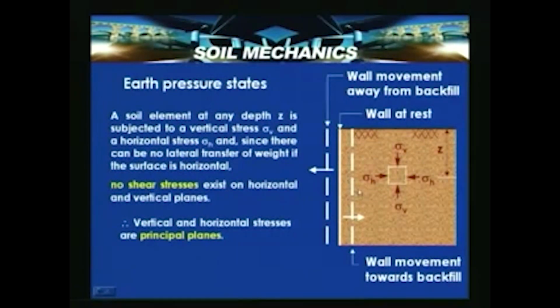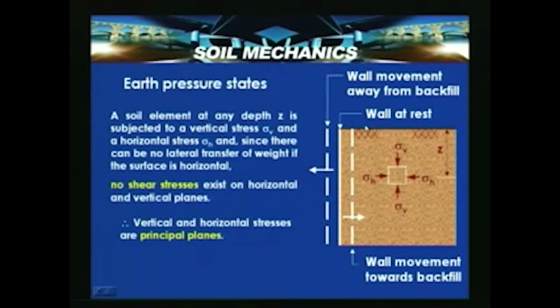So, in the earth pressure states, now with the wall movement away from the backfill, the conditions are the same as what we discussed earlier. Now consider an element at a depth z, which has vertical stress sigma v and horizontal stress sigma h. These surfaces being horizontal, these stresses can be called principal stresses, and if sigma v happens to be the major, then it is called the major principal stress, and if sigma h happens to be the minor, then it is called the minor principal stress.